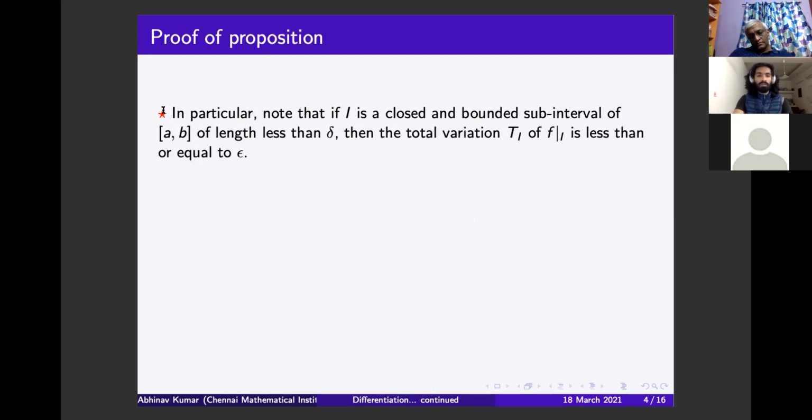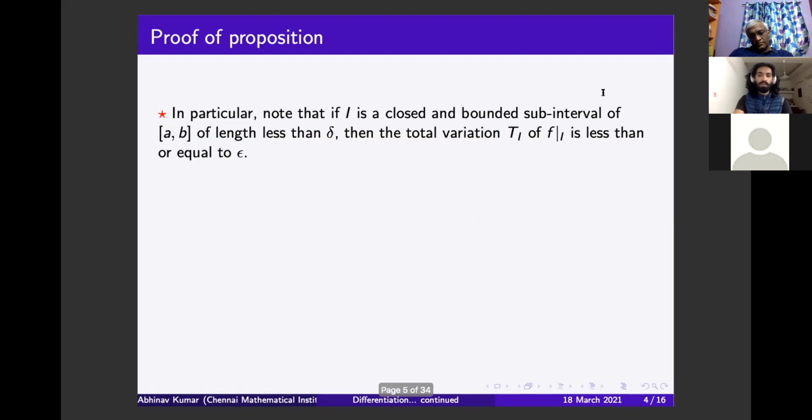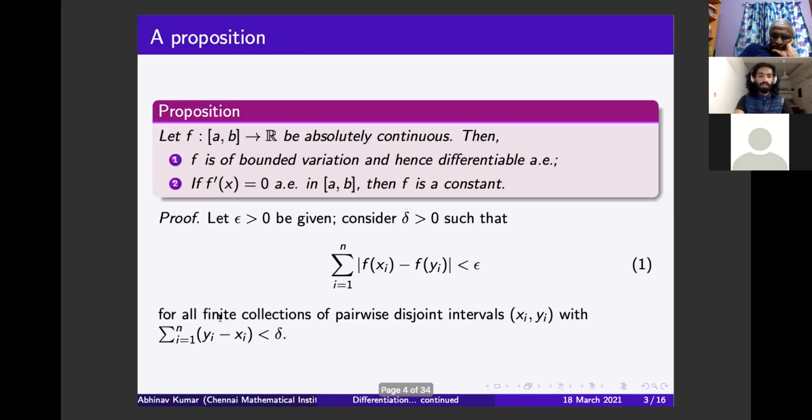But so what, at least in proving the first part of this proposition, probably the most important step is this one, this inference which we draw from absolute continuity, that if I is a closed and bounded subinterval of [a,b] of length less than delta, then the total variation of f restricted to I is less than or equal to epsilon.